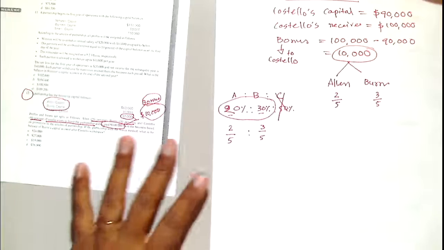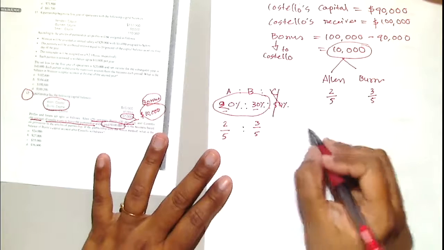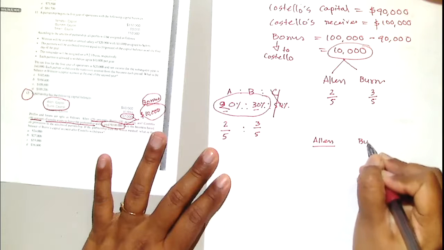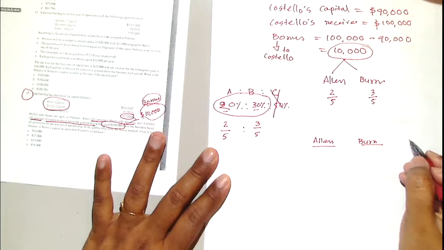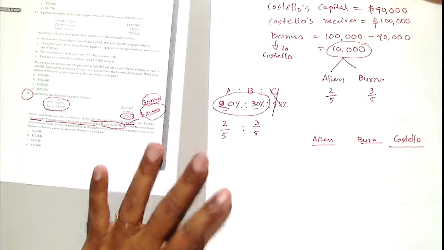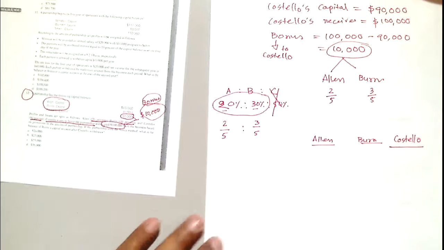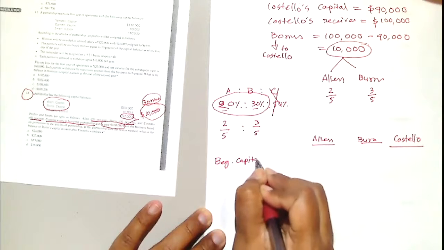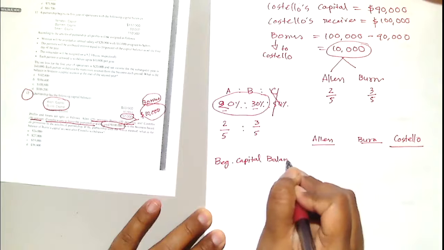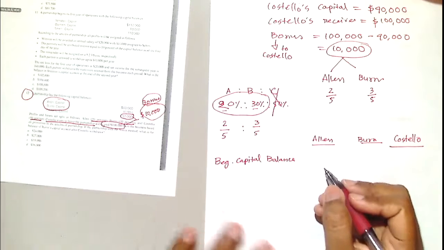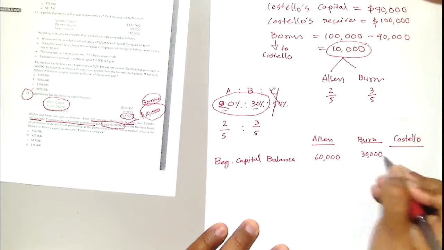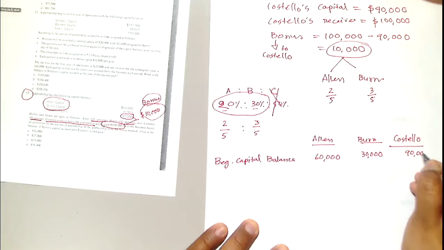Now let's see the little table, and also we'll see the journal entries. I'll do 3 columns: one is for Allen, Barnes, and Costello. Right. So now, what was the beginning capital balance before anyone decided to leave? Allen had 60,000, Barnes had 30,000, Costello had 90,000.